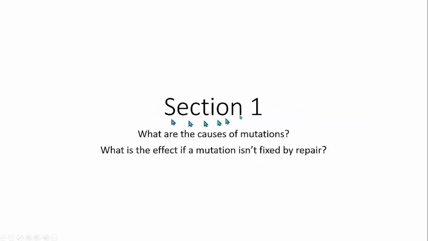Each of these sections, of which there are 4, has some basic questions that are being asked. They are not necessarily the only questions you need to know, but they do give you a guide of what you need to be aware of. For example, in section 1, we need to know what are the causes of mutations.